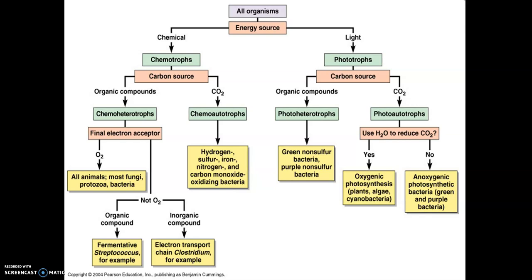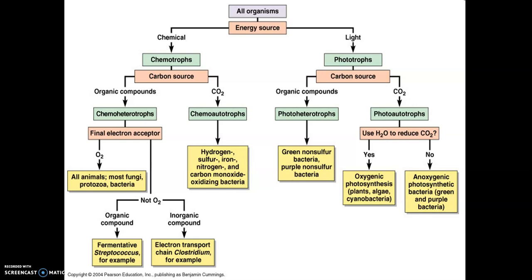Okay, so now let's stay on the left-hand side. We'll do the right-hand side next. So chemotrophs: two possibilities. Either they ingest or absorb organic materials, or they absorb carbon dioxide. If they absorb organic compounds, they are called chemoheterotrophs. Hetero means other, so they have to eat other things. They have to eat other chemicals, other compounds, other materials.